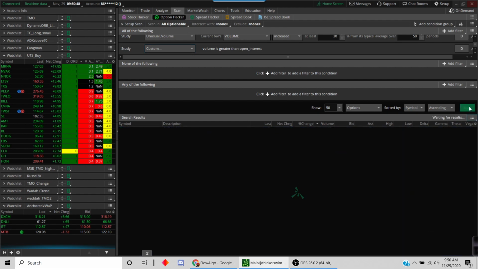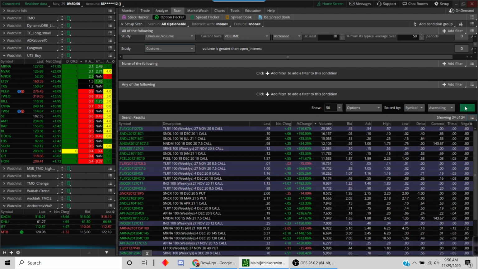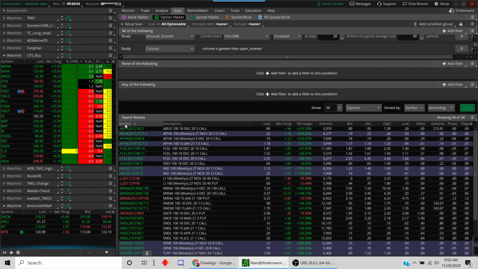So then let's hit the scan button and see what kind of results we get, right? We can sort it in a number of different ways. We can sort it by the symbol. And the interesting thing that you see in this is that a lot of the cannabis stocks were in this list, right? APHA, right?